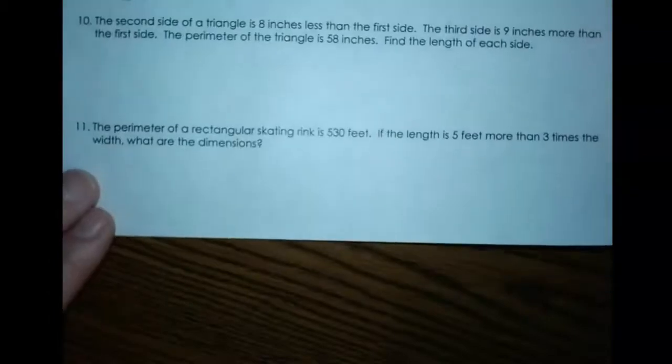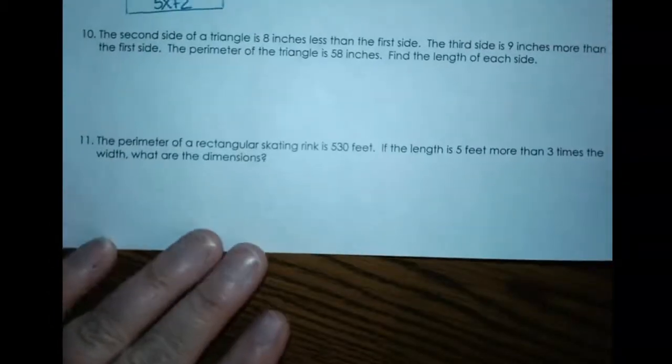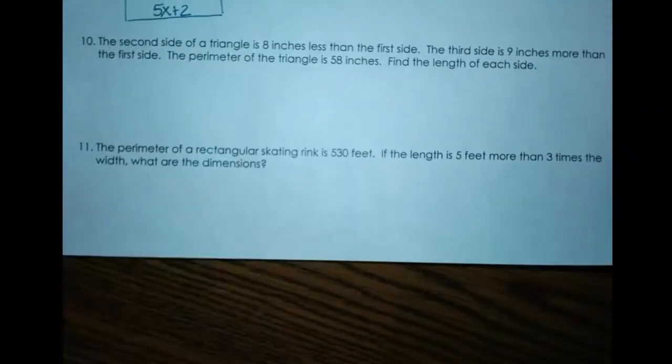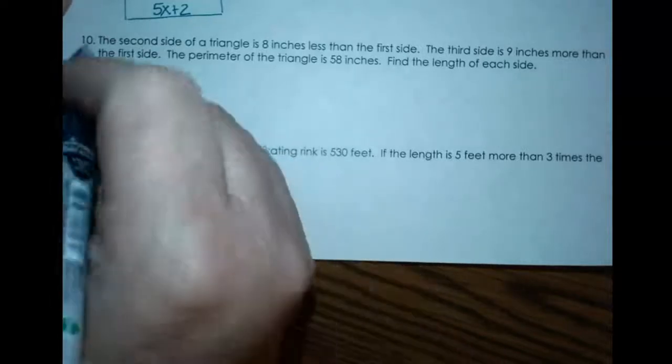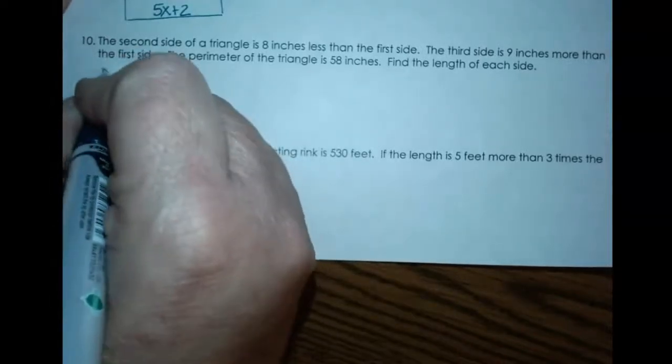All right, our second problem: the second side of a triangle is 8 inches less than the first side. The third side is 9 inches more than the first side. The perimeter of the triangle is 58 inches. Find the length of each side. Okay, so we have a triangle.